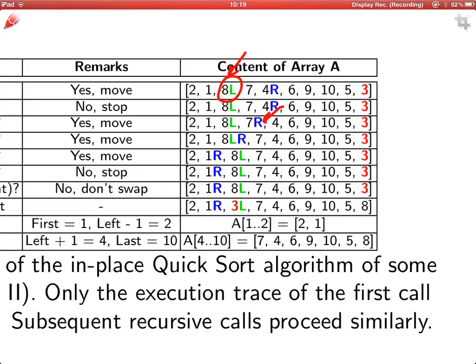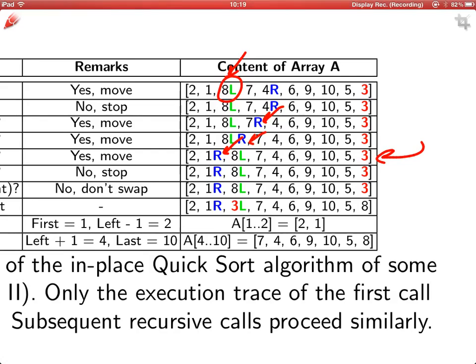We find 7. 7 is larger than the pivot, so we're fine. We keep moving. 8 is larger than the pivot. It's fine. We keep moving. Now we detect something: R has gone past L. This is just a loop condition. Okay, so we should not be moving anymore.